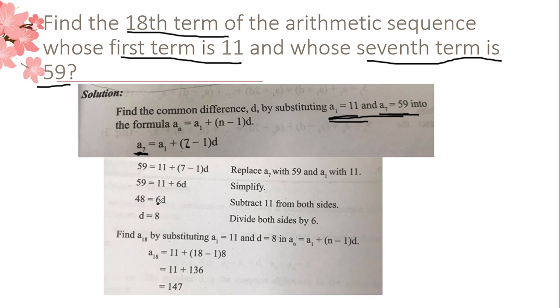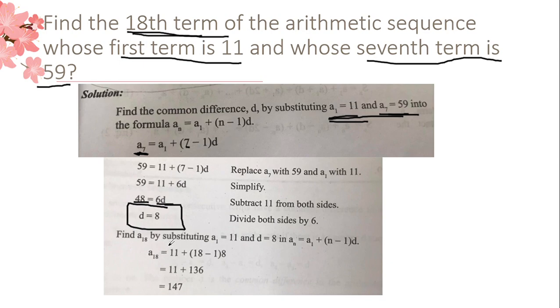And then, para mabilin ang d, we divide both sides by 6. So, 6d divided by 6, the answer is d. And 48 divided by 6, the answer is 8. So, we already now have our common difference. So, we will be using na this one to find for the 18th term of the arithmetic sequence.